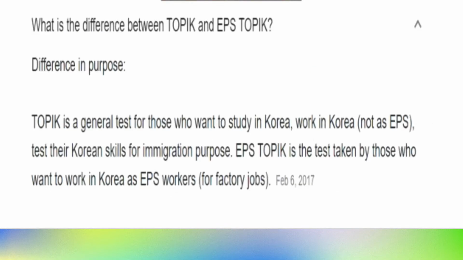Okay? Next is, what's the difference between topic and EPS topic? So, topic is a general test for those who want to study in Korea. So, yung topic, guys, is para pala yun sa mga gustong mag-aral dito sa Korea or work in Korea o sa mga gusto din magtrabaho dito sa Korea, hindi bilang EPS workers. Okay, so to test their Korean skills for immigration purposes.